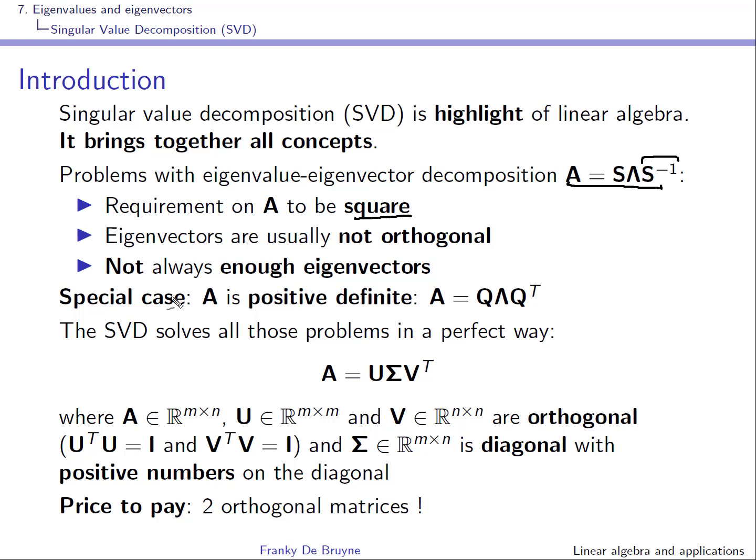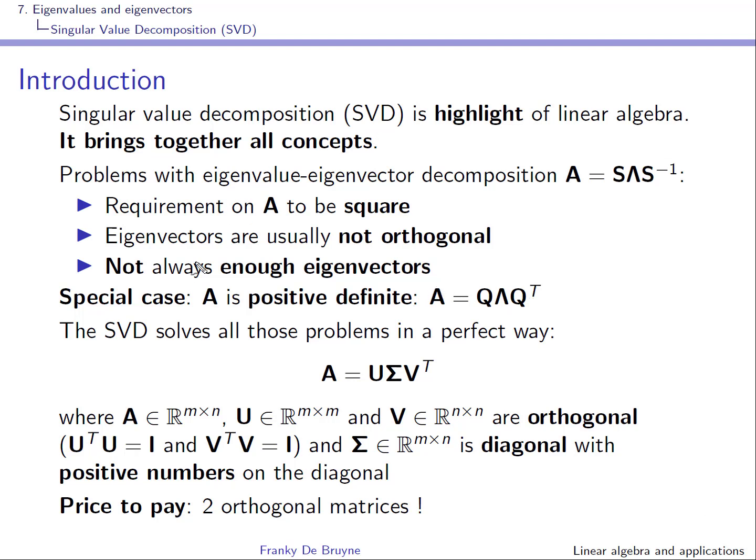There is, however, a special case when the matrix is positive definite. Then you can write something like that. So we have the transpose that we like, and also we have here a matrix that is diagonal and that has positive elements on the diagonal. The downside is that it is only for certain types of matrices, and this is still a matrix that is square.